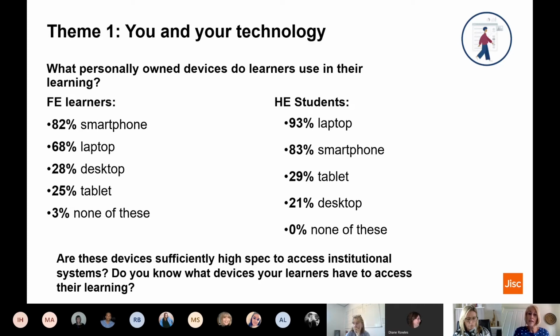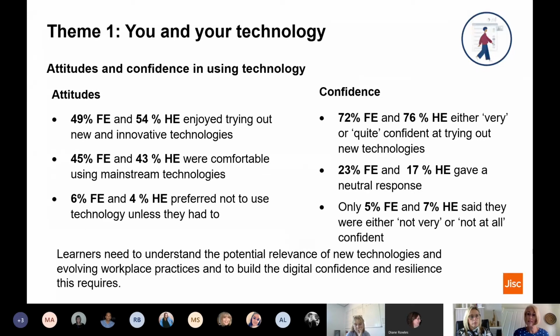So although both FE and HE show some very positive figures in relation to the number of devices they may own, there's still a question around how those devices are used for learning. Are they of sufficient spec? Do they have access to the institutional systems and software they would need to use? And importantly, particularly on the FE side, there are some learners who may not have access at all. A smartphone is not sufficient now if you are looking at remote learning, compared to when they were coming into college and using it perhaps just to pick up on key dates and information. So it's really important to know what your students have access to, and of course, to think about their Wi-Fi and their space to learn.